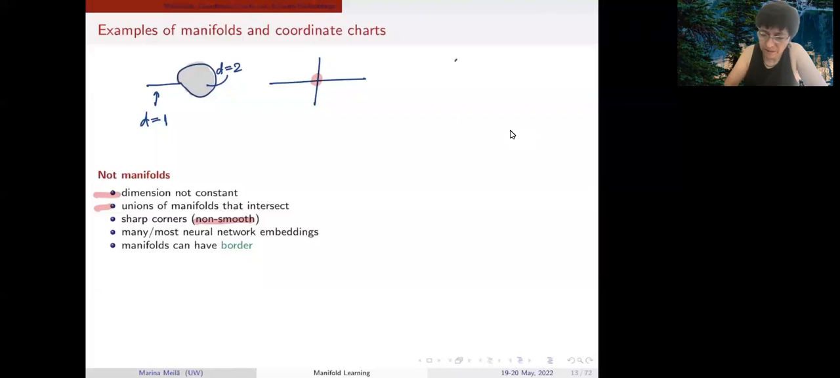Or something like this, because this is a manifold but it's non-smooth. Which means that we would have a map that maps this into R1, but this map will have a discontinuous derivative at this point.